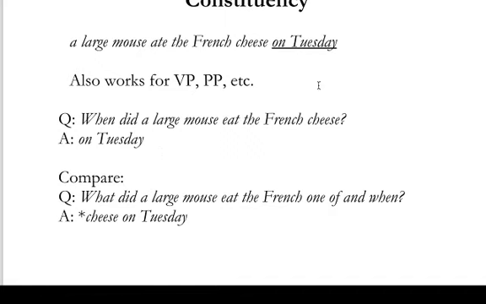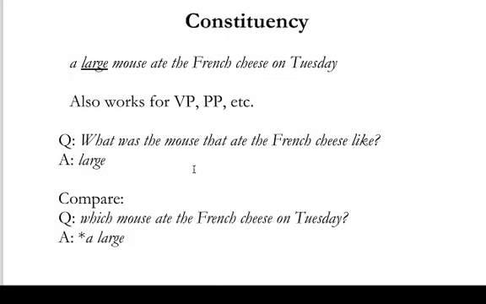Compare cheese on Tuesday, which we think is not a constituent. What did a large mouse eat the French one of and when? And so again, we're having trouble even thinking of a question that you could make out of a sentence like this. But whatever question you come up with, the answer is not going to be cheese on Tuesday. So again, this shows that this kind of constituency test works for other constituents as well. Maybe not every kind of constituent in English, but many of them.